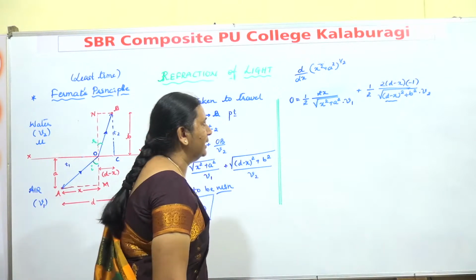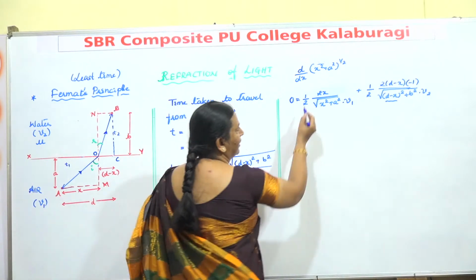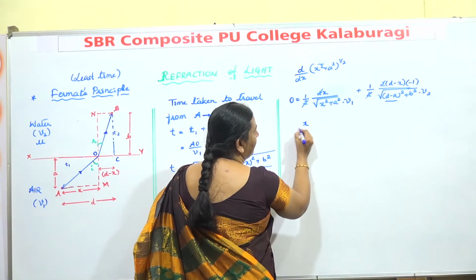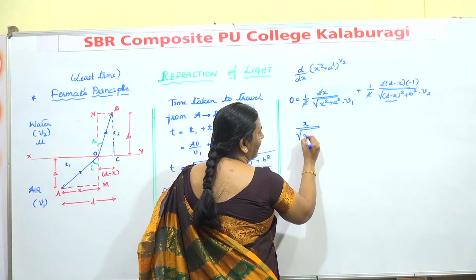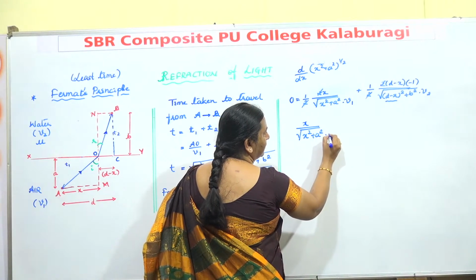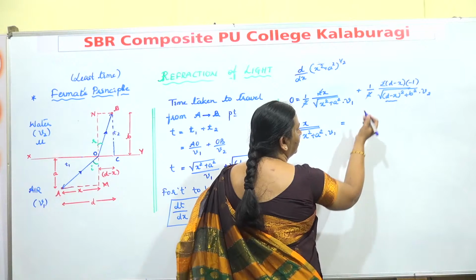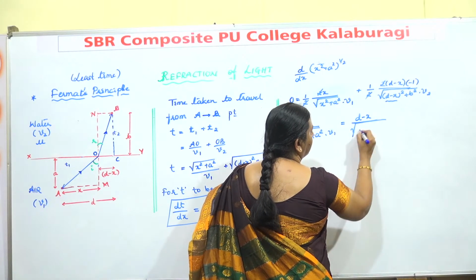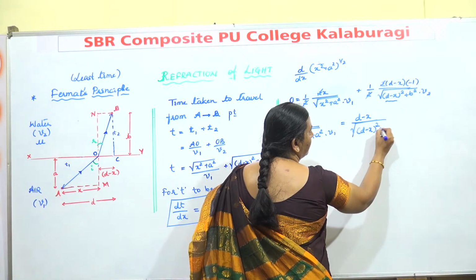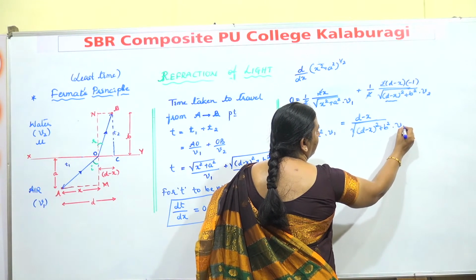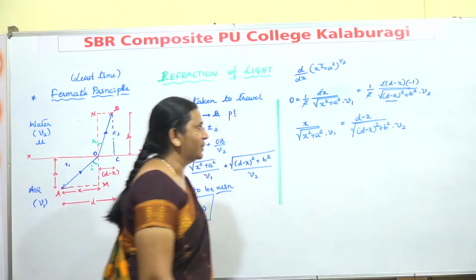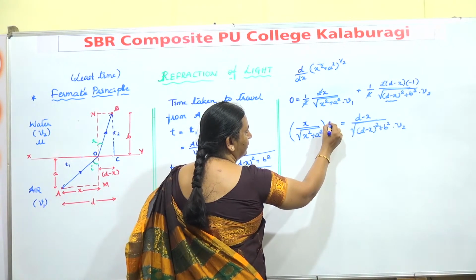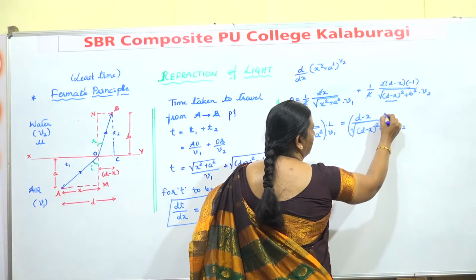Fine, everyone is clear. Now let me separate the terms. Before that, 2 will get cancelled. So what is left then? x divided by square root of x square plus a square into v1 becomes equal to, I have separated the terms, d minus x divided by square root of d minus x whole square plus b square into v2. So minus sign, I have separated the terms. Now observe this. What is this term and what is this term?